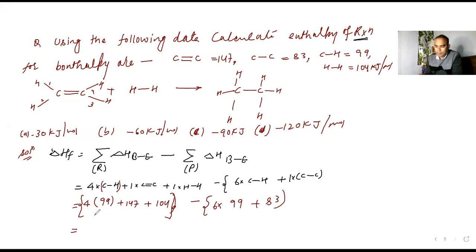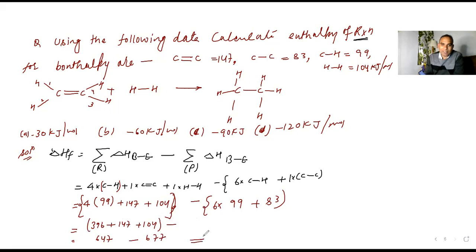4 into 99 is 396. 396 plus 147 plus 104. 147 plus 104 is 251, so 396 plus 251 is 647. Minus 677.